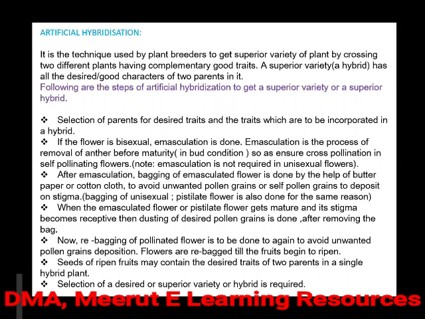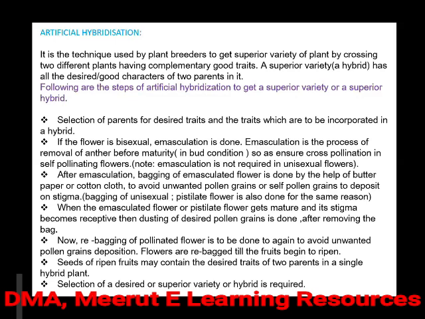What do you mean by superior variety? A variety that has good, desired traits of two different plants in a single plant. And this superior variety is superior to the existing variety. It is also a hybrid because it is formed by crossing two different parents, two different plants.